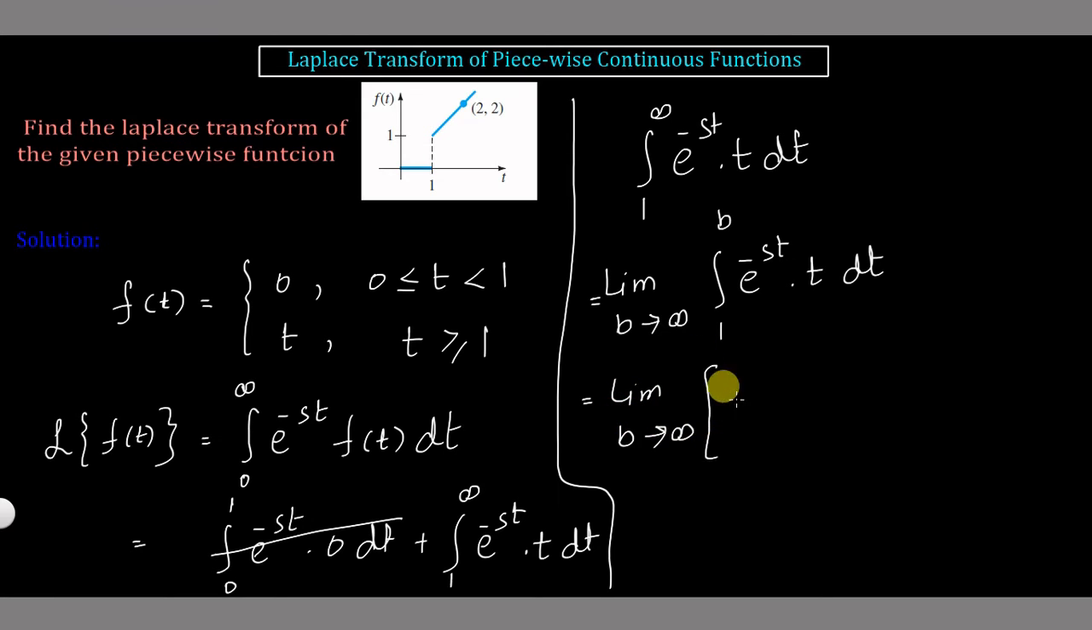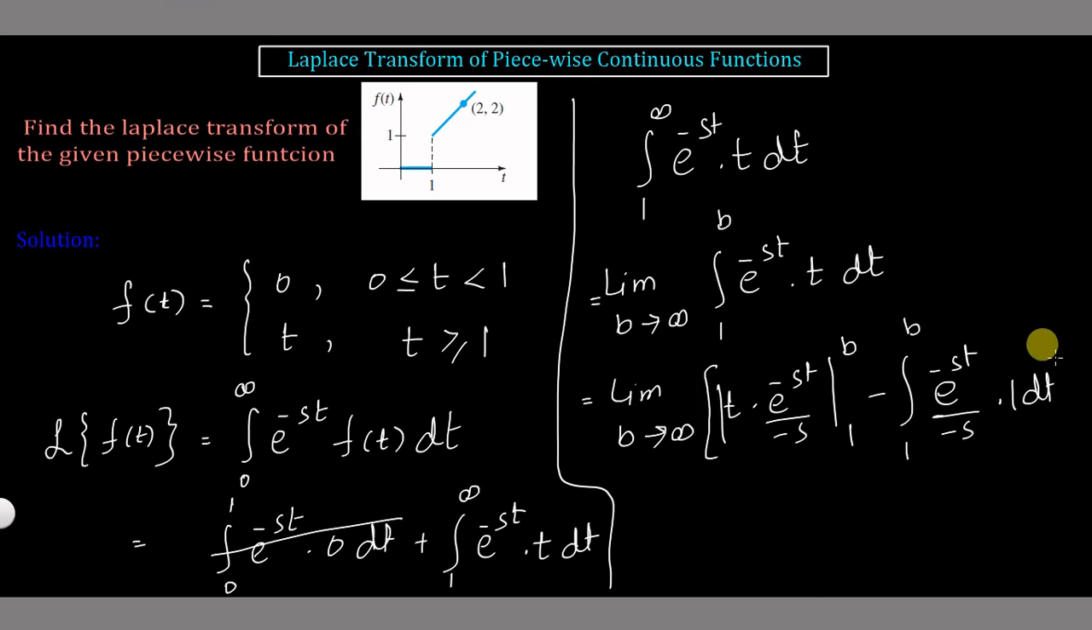We will solve this integral by using the method of integration by parts. So how can we solve this? The first function as it is, times the integration of the second function, that will be e raised to the power minus st divided by minus s, evaluated from 1 to b, and then minus the integral from 1 to b of e raised to the power minus st over minus s, times the differentiation of the first function, that is t, which will be 1.